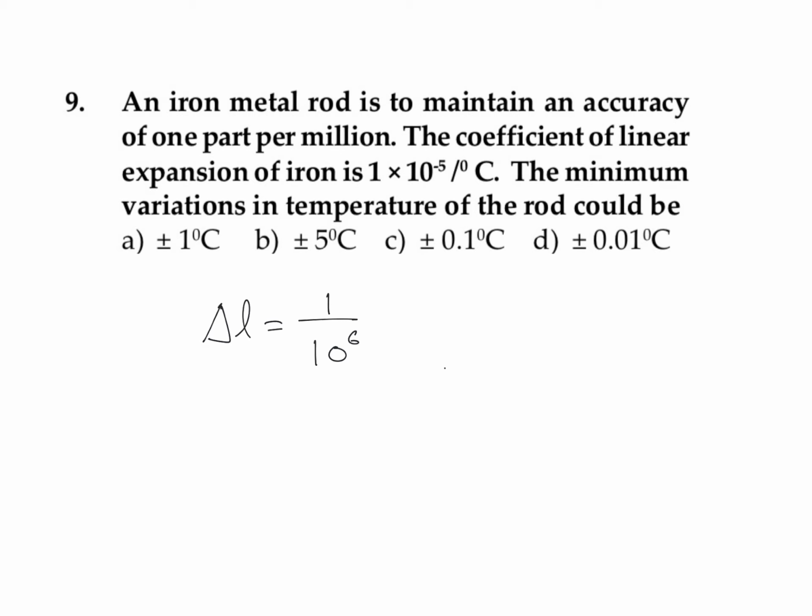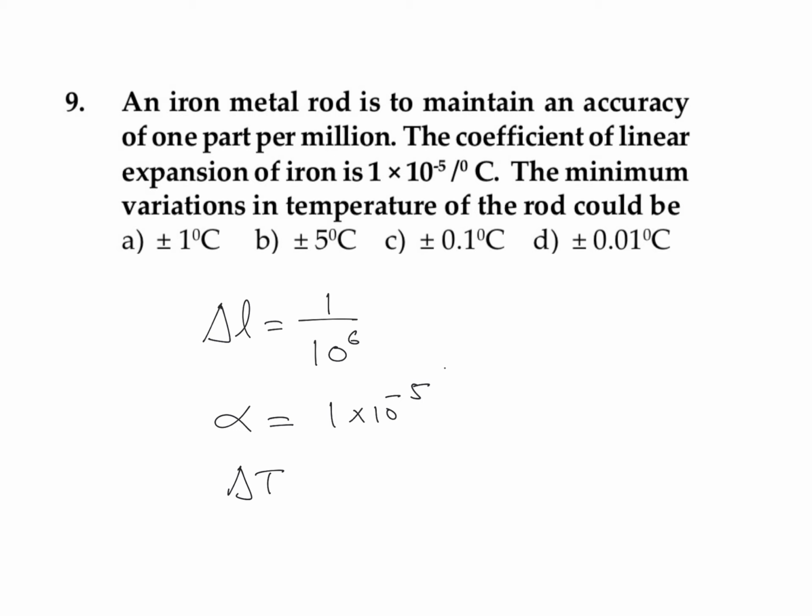That means if you have an object of length 1 meter, the possible change in length can be equal to 1 divided by 10 raised to 6. The coefficient of linear expansion, the value of alpha, is given as 1 into 10 raised to minus 5. The minimum variation in temperature of the rod is to be found, that is the value of delta T.